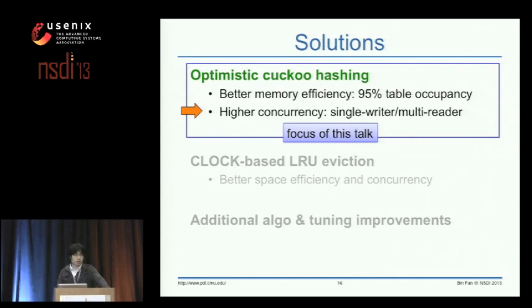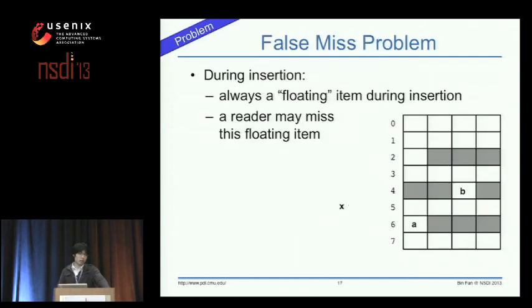The next problem we are trying to solve is concurrency. You may think it's very easy, but actually even supporting one concurrent writer is non-trivial for cuckoo hashing, for a reason I will talk about. This is called the false miss problem. Imagine you are inserting key X, and the key X kicks out A.